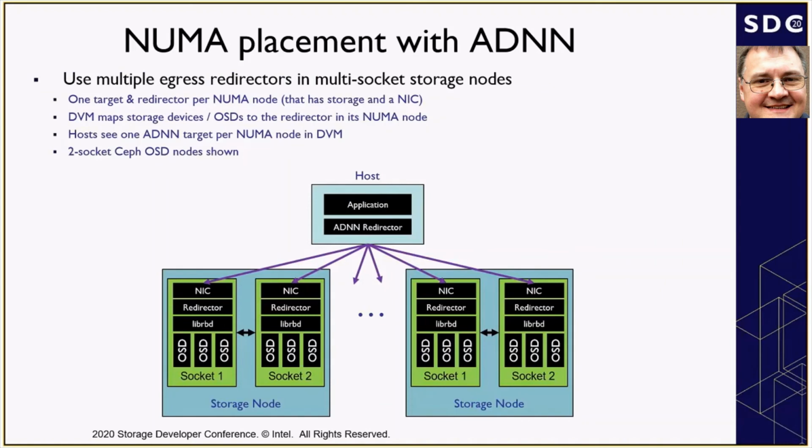So the notion of getting I/O to the right place in one fabric hop can extend to smaller scales than the whole fabric. Depending on your distributed storage system architecture, if you have multi-socket storage nodes with storage devices and network controllers in both NUMA nodes, your DVM might benefit from setting up an egress redirector in each NUMA node, and then constructing your set of hints to the hosts to direct I/O from the fabric directly to the right NUMA node. Now this diagram indicates you're doing this with Ceph.